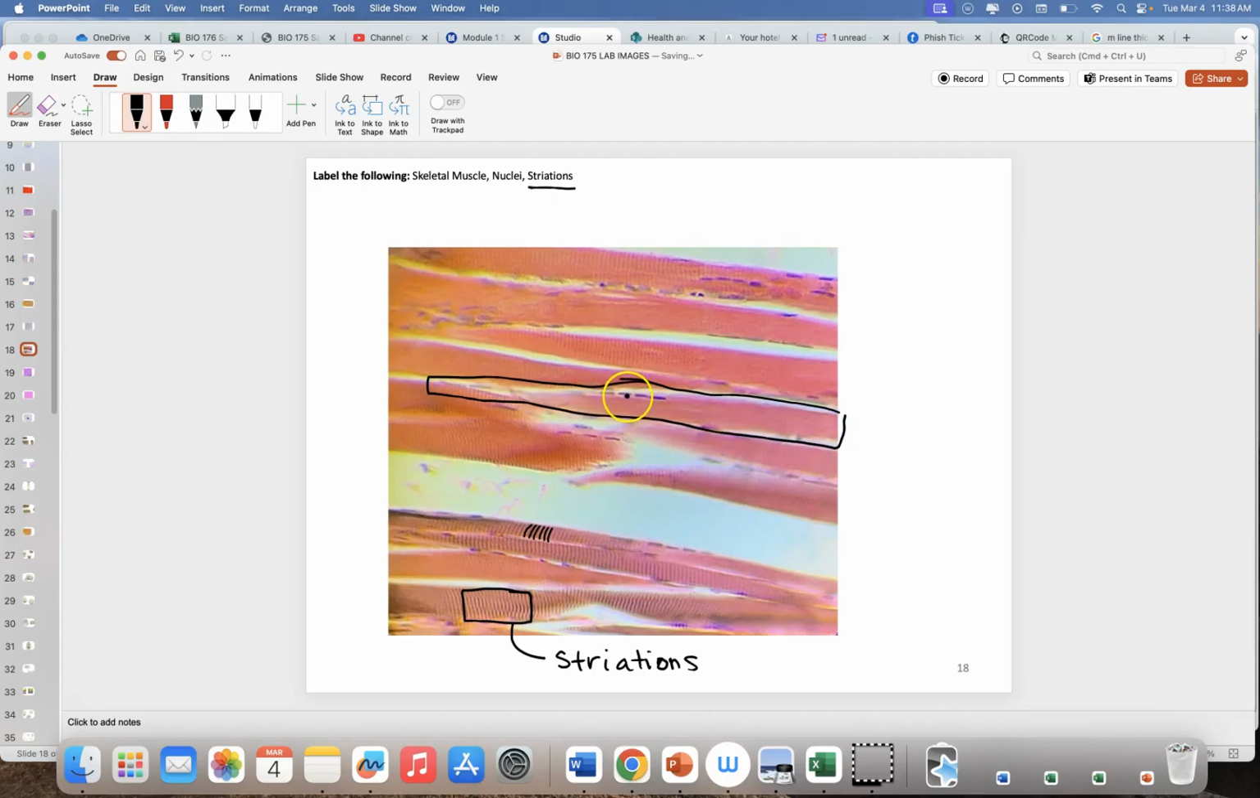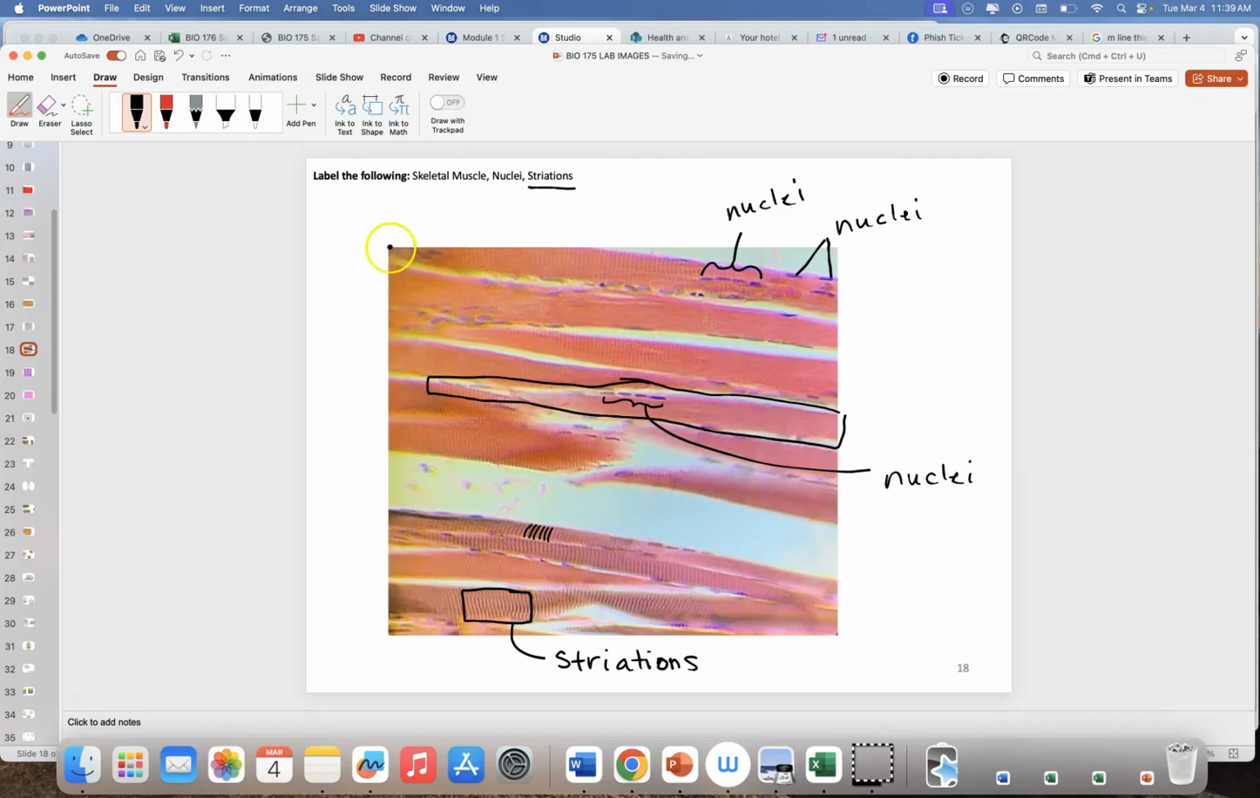we can note 1, 2, 3, 4 nuclei. Right here then, if I draw a line, these would be our nuclei. And we can see similar over here. We've got this group of nuclei here, this one. We can see multiple nuclei as well. And that will be another indicator that we are looking at skeletal muscle.